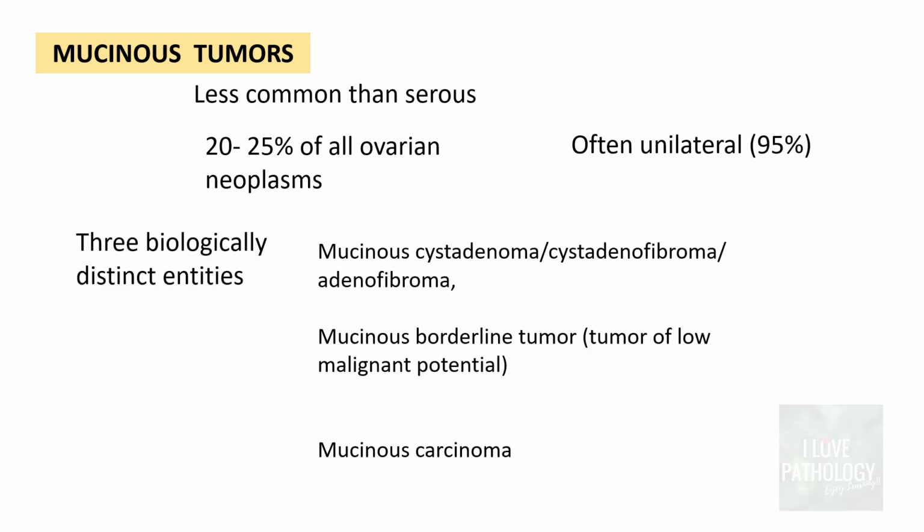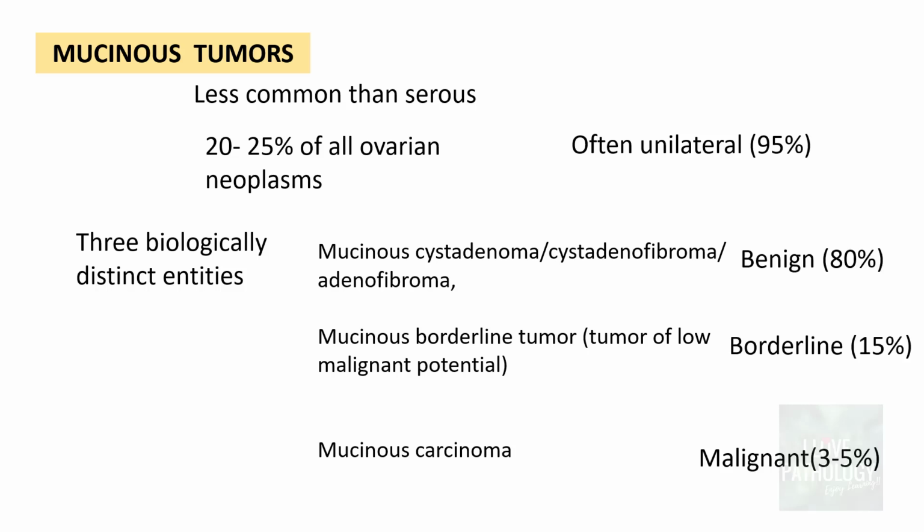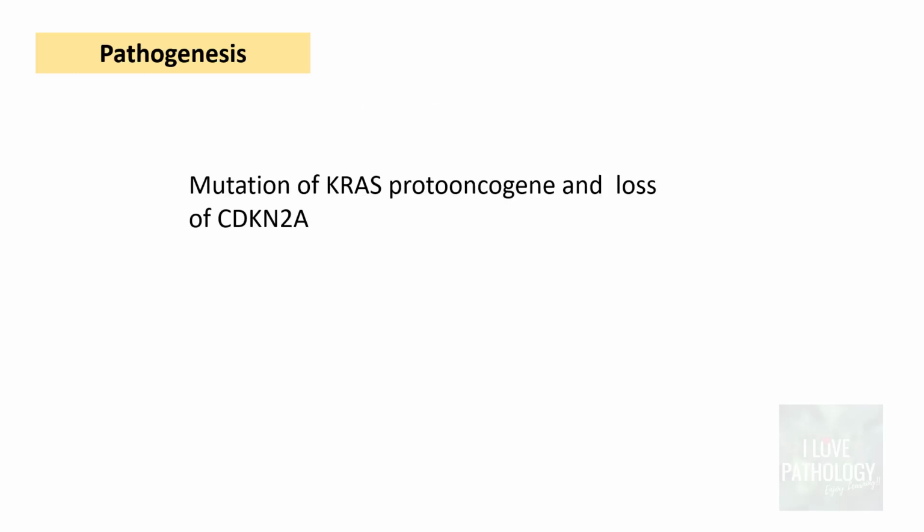In serous tumors, we had four entities, right? Whereas in mucinous tumors, we have only three entities. One is benign, that is mucinous cystadenoma or mucinous cystadenofibroma or adenofibroma. Second category is the borderline category, which is mucinous borderline tumor, that is tumor of low malignant potential. The third one is mucinous carcinomas. Among the mucinous tumors, benign tumors are most common, accounting for around 80% of cases.